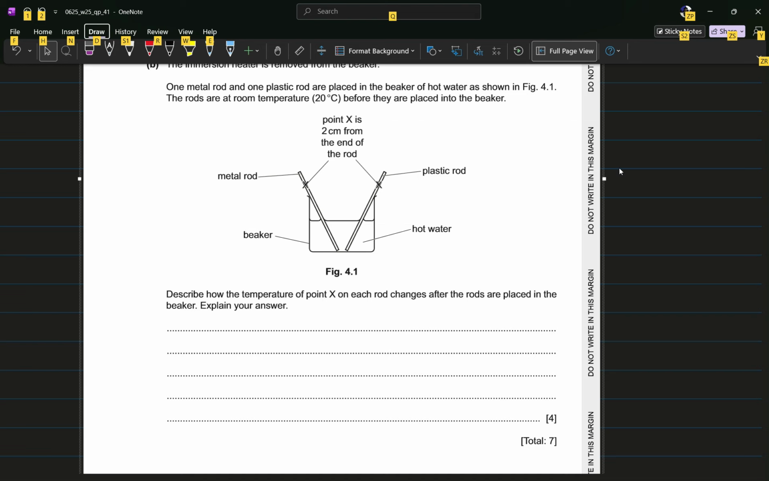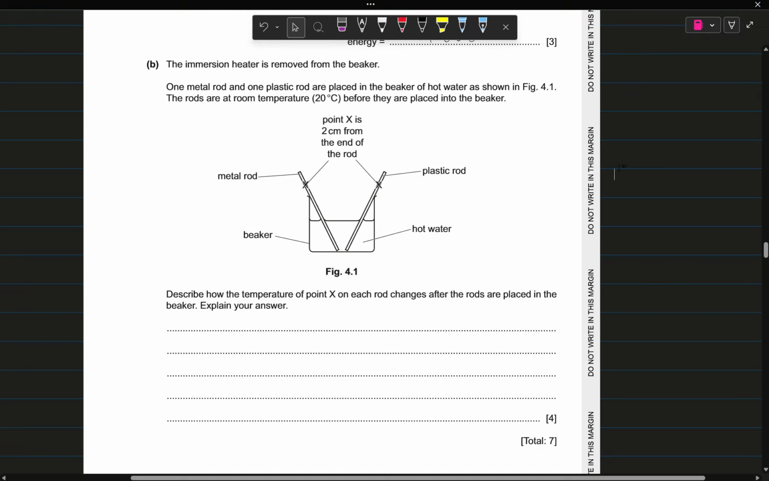Okay, so they're essentially comparing how the temperature on the rods will compare with just room temperature, which is 20 degrees, in which now here we have hot water. So basically, since here we have hot water, the temperature on point X, which is this one here, will increase. Okay, so that's the first point that we can mention. So temperature on point X increases.